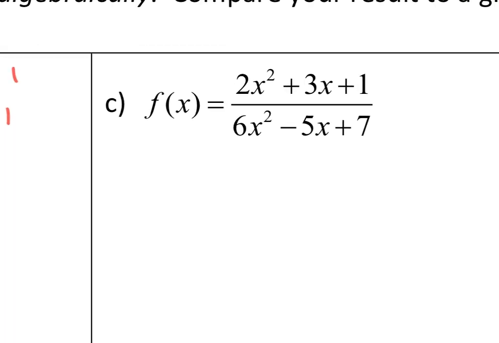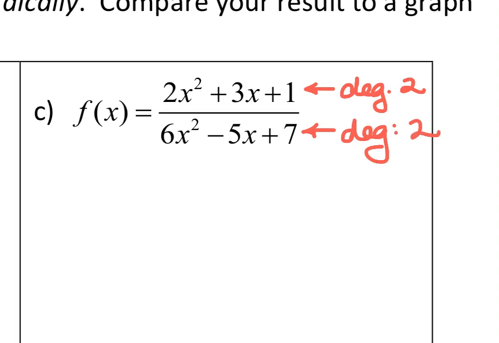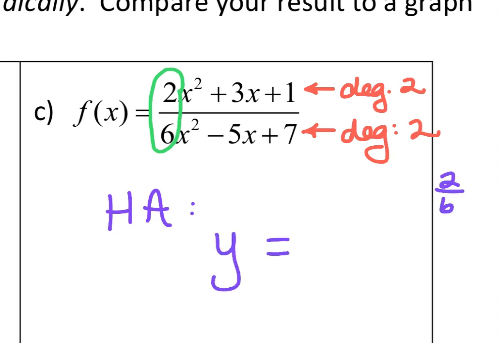And then in letter C, again, the degree of the numerator is the same as the degree of the denominator, and they're already written in standard form. So your horizontal asymptote is going to be, this time, not 2/6, because that's a fraction that can be reduced, but it's going to be y equals 1/3.